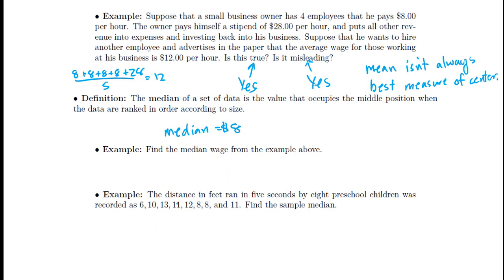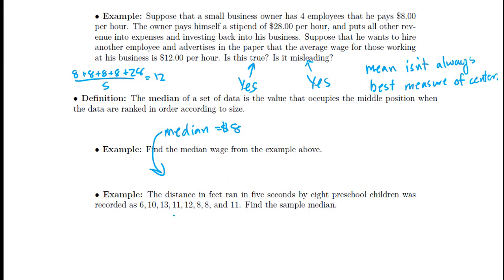Just one other example here. I'm sorry, I guess that was supposed to go there, wasn't it? Find the distance in feet ran in 5 seconds by 8 preschool children. Find the median of that data set. So 6 seconds, 10 seconds, 13 seconds, and so on. So it wants us to find the median.